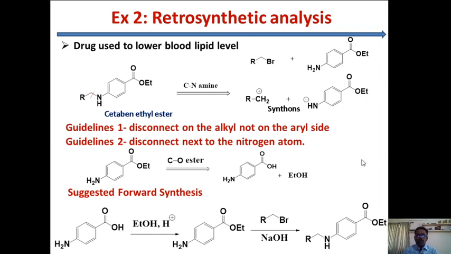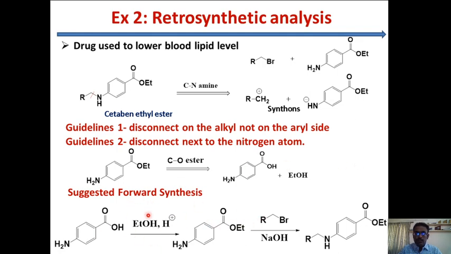Now I think you understood. Here we have done two disconnections. First is using guidelines 1 and 2. The second one we will see later; it is simply a functional group interconversion. We have seen some examples in the introduction class also. We will see in later classes a number of examples where functional group interconversion is the key step. That we will see later.